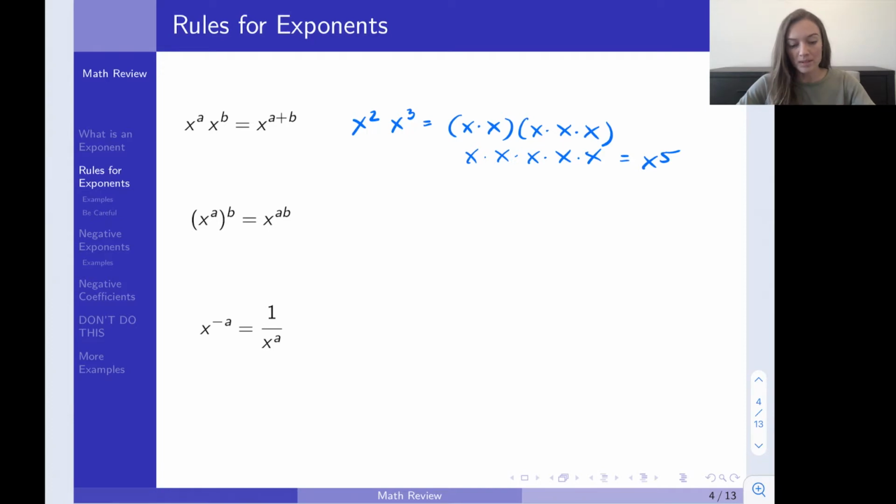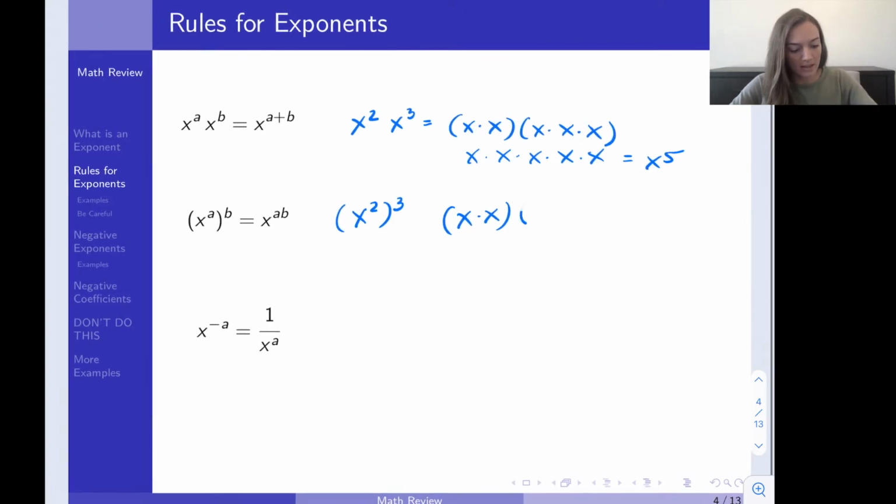And now when we have parentheses, so if we have x to the a and then that whole thing is raised to the power of b, for another example, if we have x squared and then we raise that whole thing to the power of 3, we would have x times x, and then we would have that 3 times. So we have x times x, x times x, x times x. So now you can see I have 6 x's.